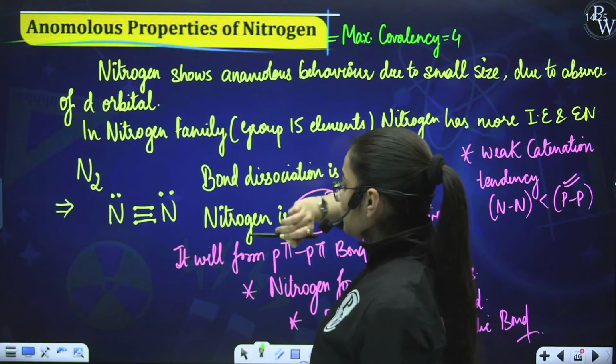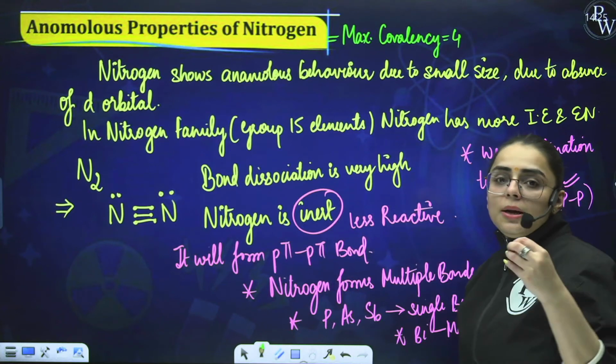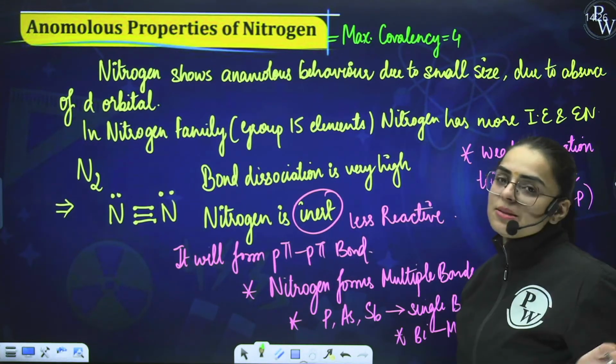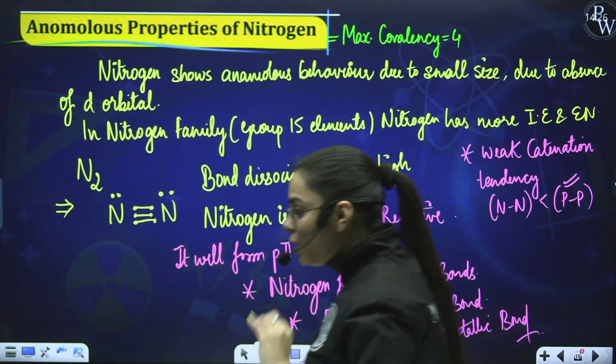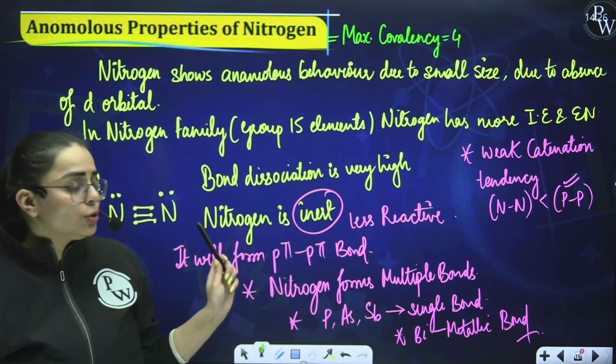Nitrogen has a maximum covalency of 4. That means it will form majorly 4 covalent bonds. It is as simple as that. And why is it so? Because there is an absence of vacant d orbital. That's why it has a tendency to form 4 covalent bonds. I guess this is clear to you right now.